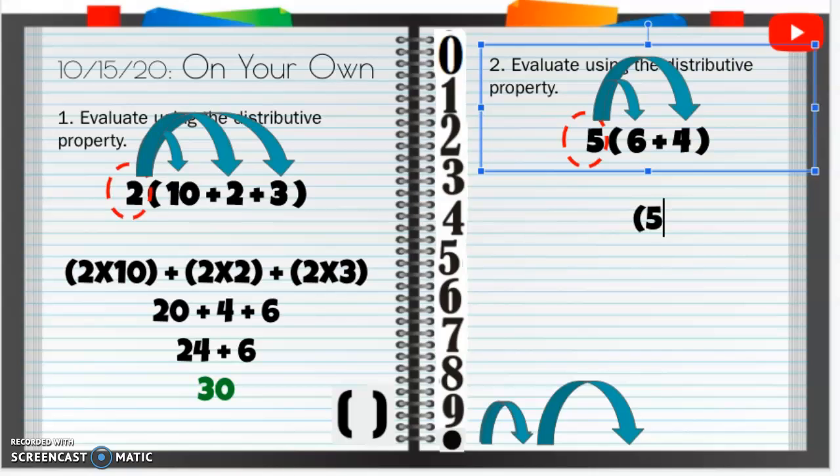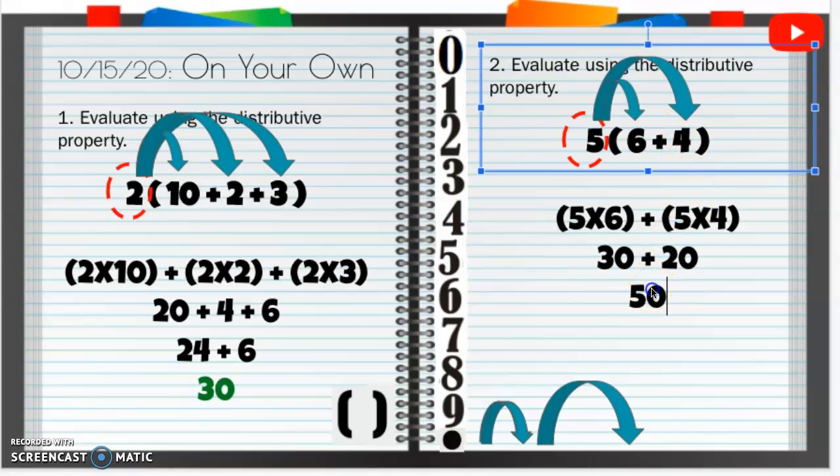All right, so we have 5 times 6 is the first part. So we have 5 times 6 plus, then we have 5 times 4. All right, 5 times 6, or 6 times 5, is going to be 30, plus 5 times 4 is going to be 20. 30 plus 20, 50. Bada bing, bada boom. Amazing. We did it. We're done with our on your own. Great job.